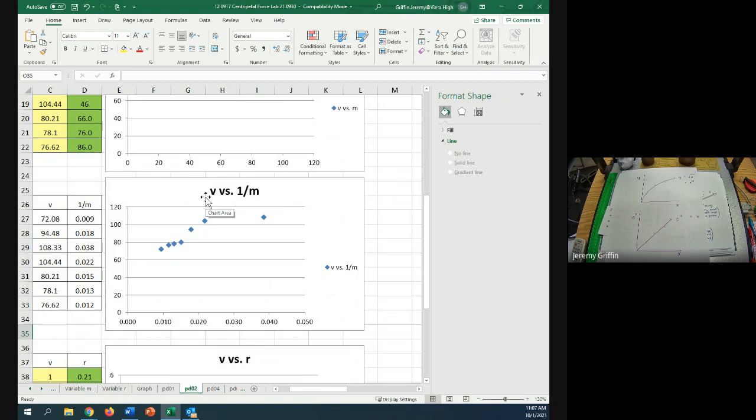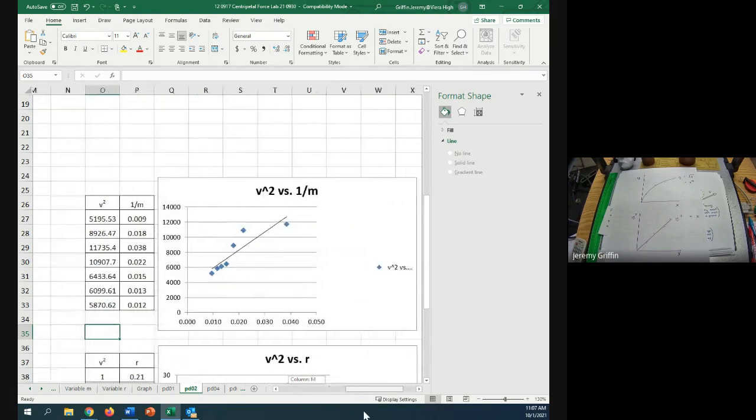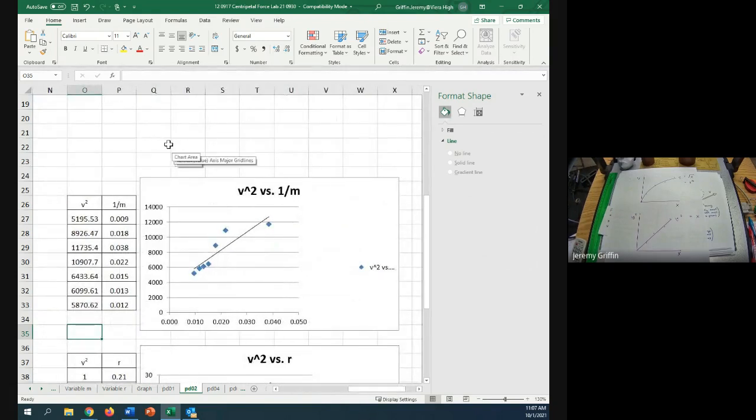Okay. Continuing off the same set of data, if you flip your paper over and look at the middle graph, the one that says v squared versus 1 over mass. V squared versus 1 over mass. It's the one in the middle. All right, I'm going to scroll over to that line. Same set of data, just let Excel do its thing, and there you go. That's what that data looks like.